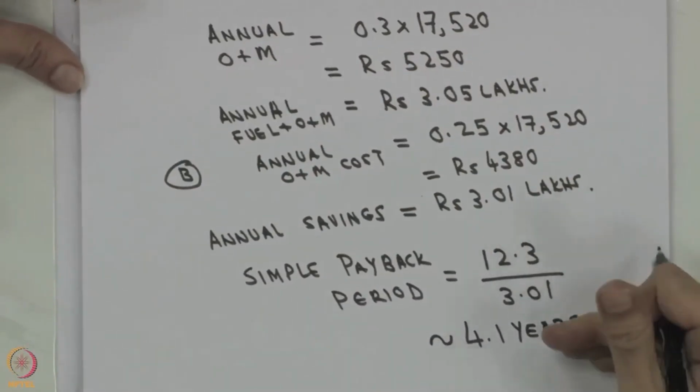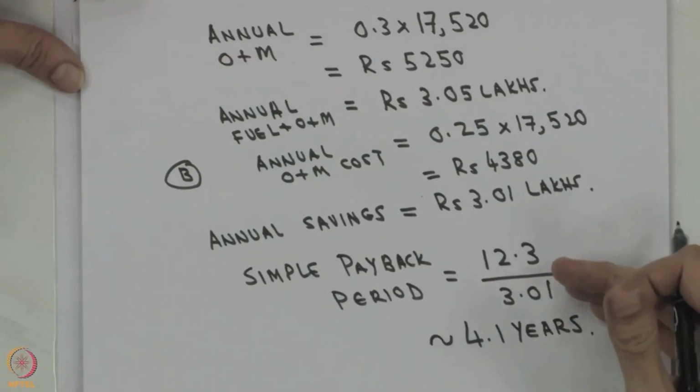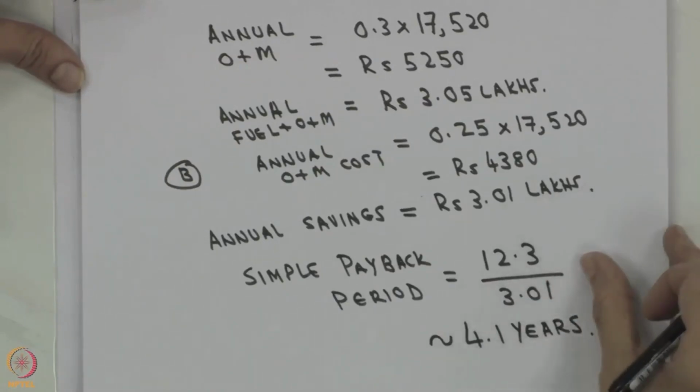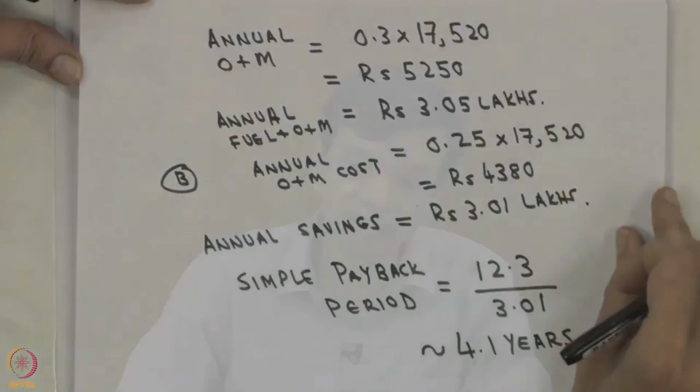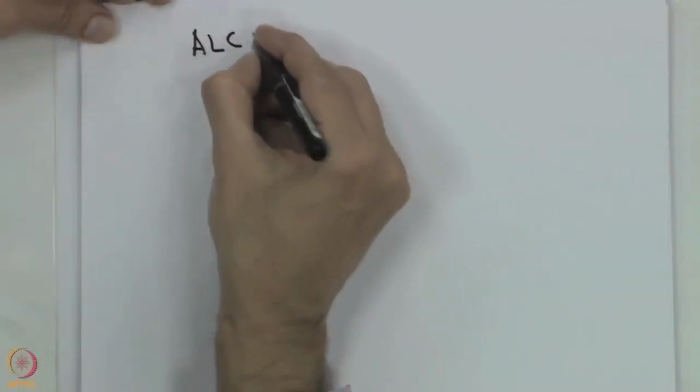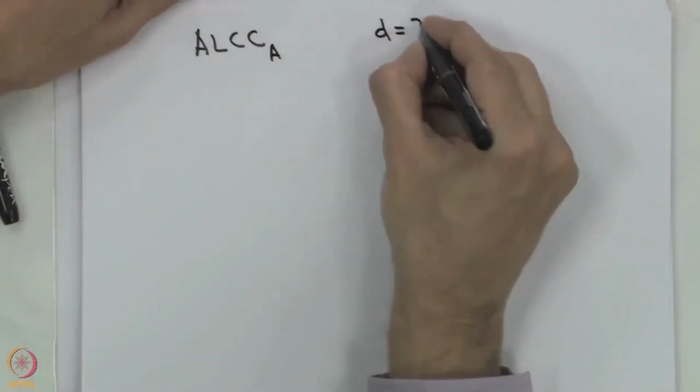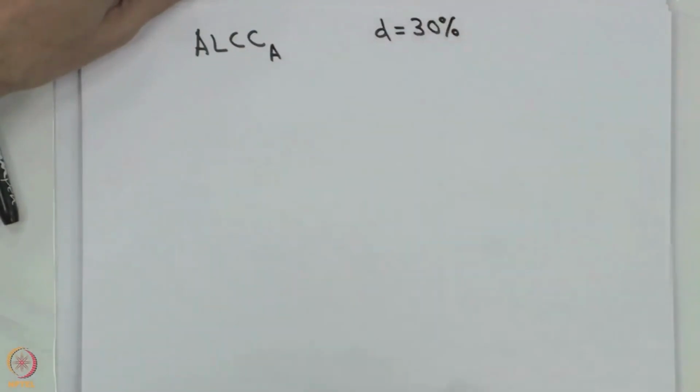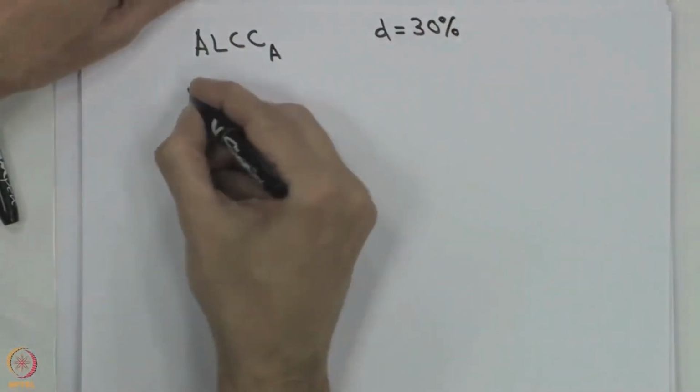Of course, in such a case, we will not just look at the simple payback period, we will look at the other indices. We have also been asked to now calculate the cost of electricity generated in both the cases. For this, we will use the annualized life cycle cost. Let us first calculate the annualized life cycle cost for option A. We are given that the discount rate is 30%. So, let us first see what the annualized capital cost is.